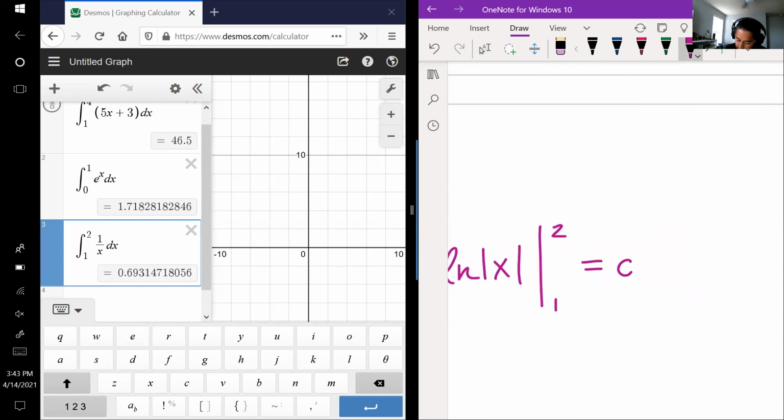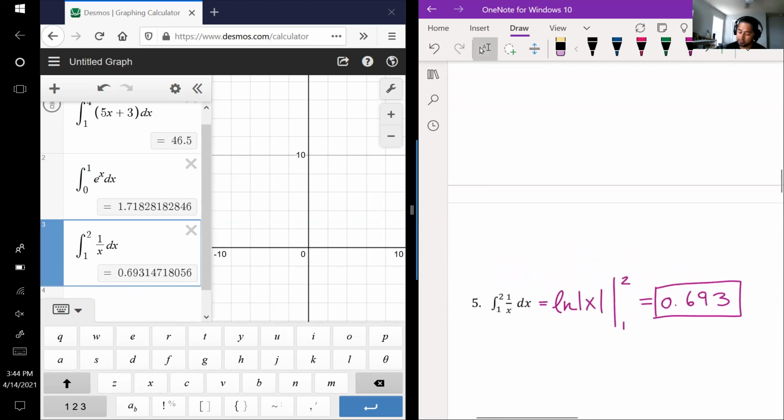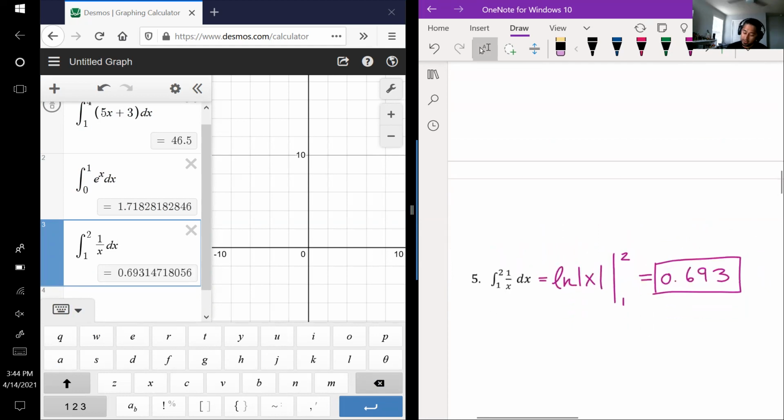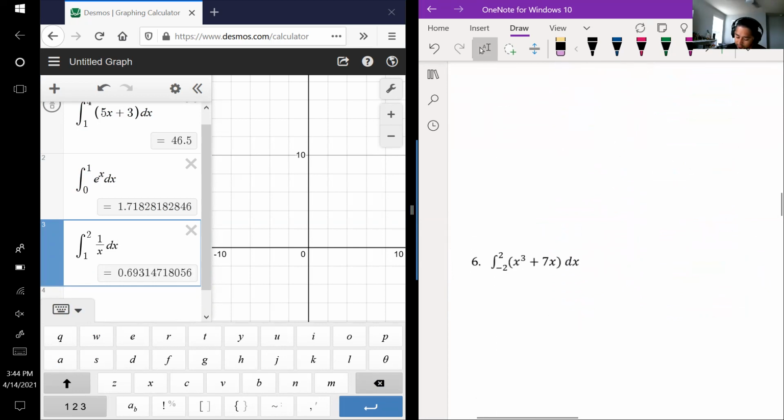We have 0.693. I'll do it to 3. My math lab may ask for 2 or 3. Just read that fine little blueprint for when it asks for the decimal number. Okay, not bad. Still going.